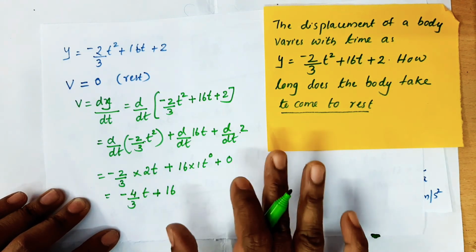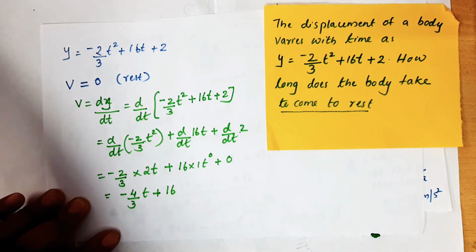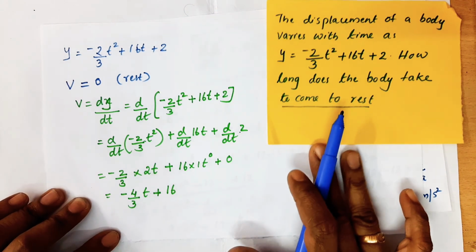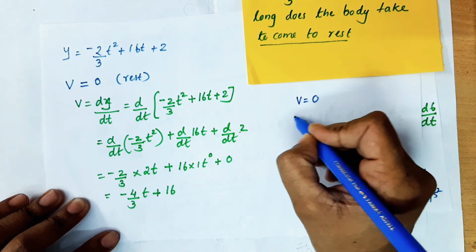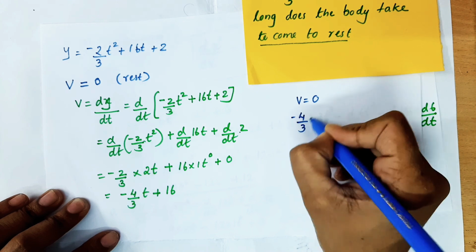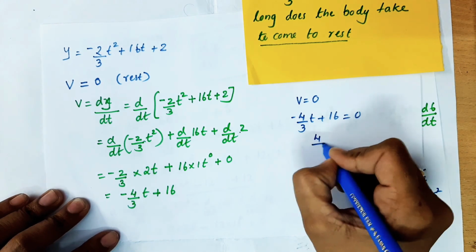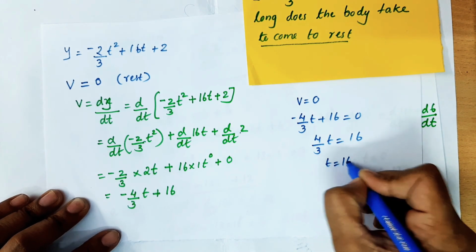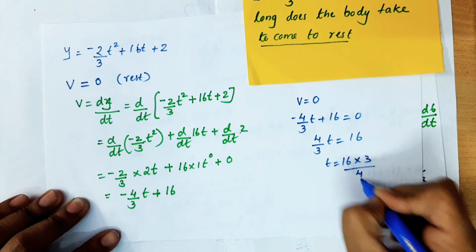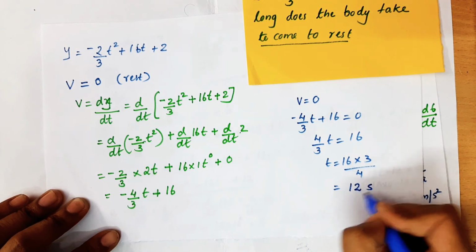Now simple step only. Can you tell me what is the next step? They are asking here at what point your velocity is 0. So we can write v equals 0. So I am writing minus 4 by 3t plus 16 equals 0. 4 by 3t equals 16. t equals 16 into 3 by 4. So we can write here 12 seconds.